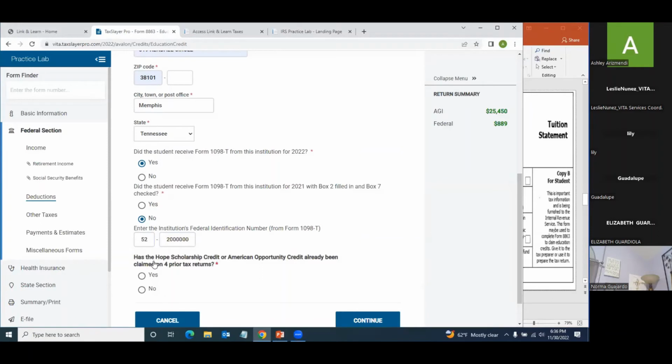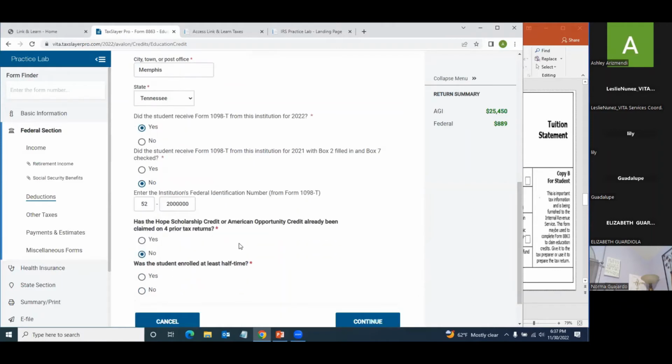And then it's gonna ask, has the Hope Scholarship Credit or American Opportunity Credit already been claimed on 4 prior tax returns? For this purpose, we did say this is gonna be her first year, right? So we're gonna click that she has not received it for the 4 prior years. If she did, then we would put yes. If they already had claimed it for 4 years, we would put yes. But since for this purpose we're only doing 1 year, we're gonna put no.